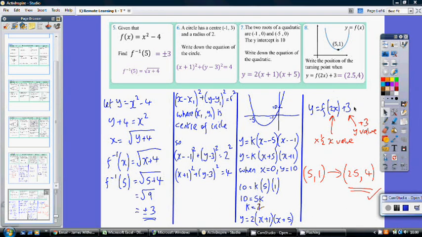Now anything outside the bracket affects the y value and does exactly what you would expect. So we're going to be adding 3 to the y coordinate. The y coordinate was 1 to start. Add 3 to that, we get 4. So our final answer, 2.5, 4.